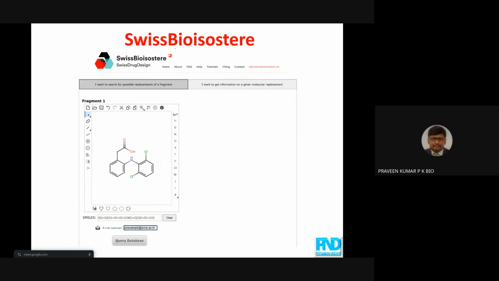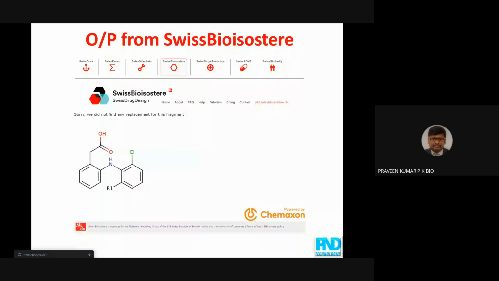The next is Swiss Bioisostere. With it we can assess bioisosterism. This is the only tool I know to work with bioisosterism. Very few have developed these kinds of tools. Here you just have to feed the structure in SMILES format and click query. For diclofenac sodium, if you have any isostere, you'll get results.